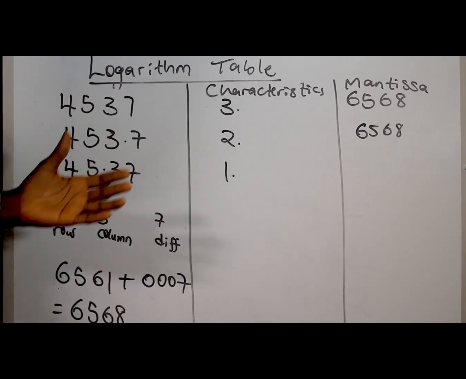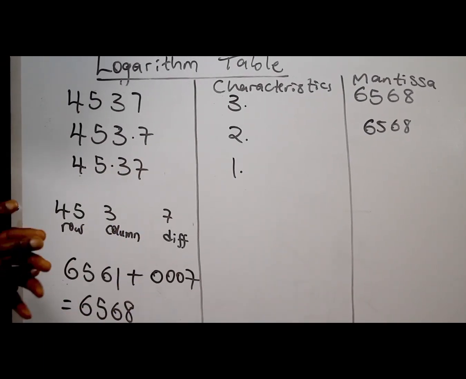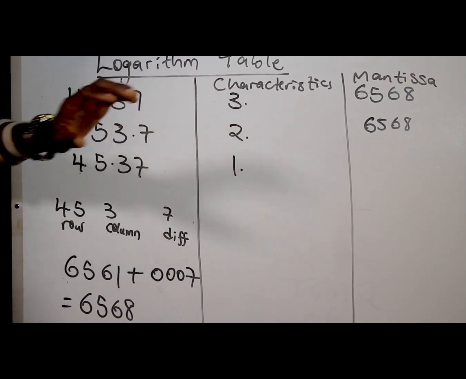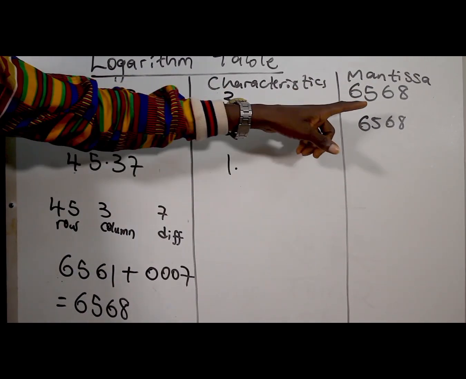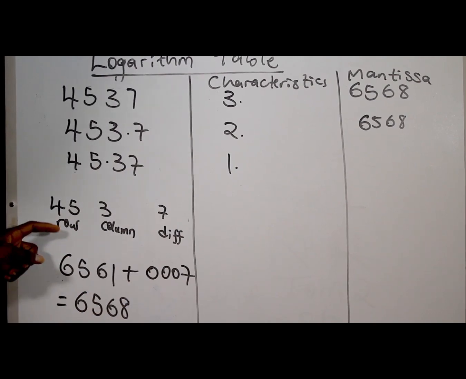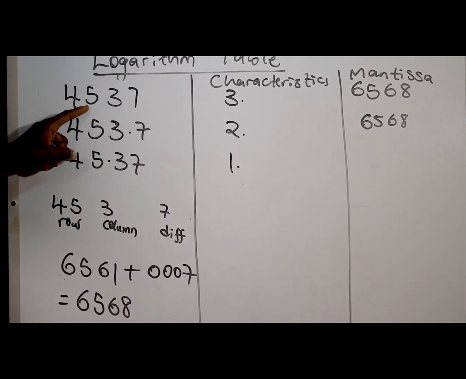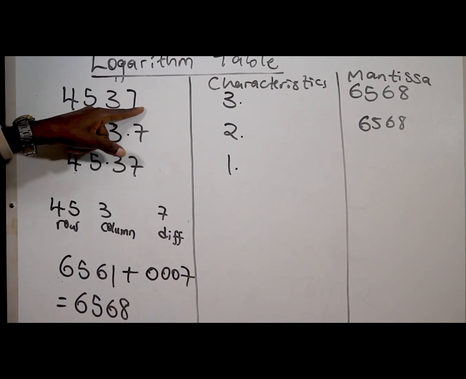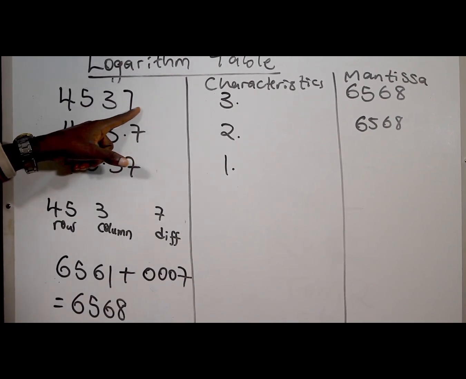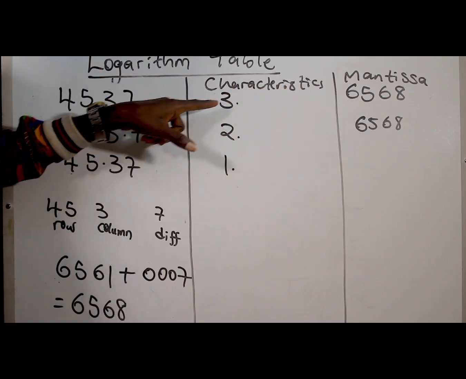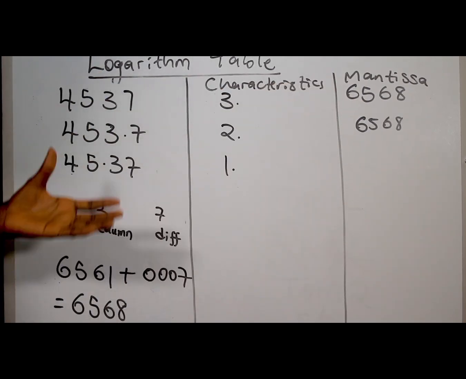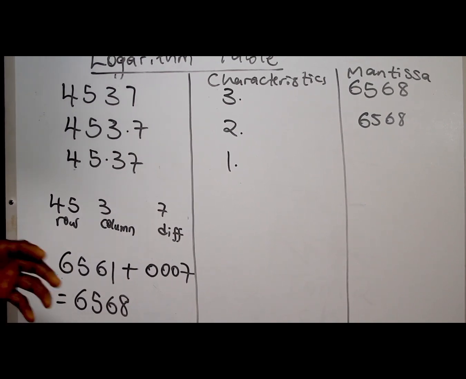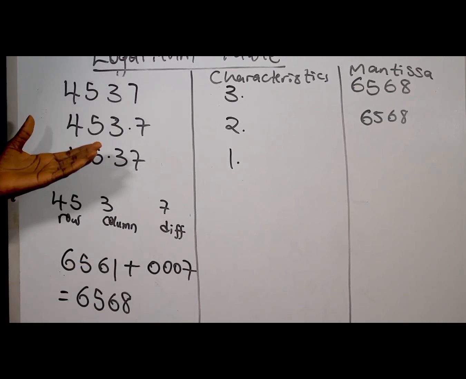So if you're checking for the log of any other number, all you need to do is to first of all determine the characteristics, and secondly, you look up the number in the log table by checking the first 2 digits in the row under the column of the 3rd digit and the difference of the 4th digit. With that, you have the log of the number. So this is how to determine the log of numbers from the logarithm table. And this, of course, is for all numbers.